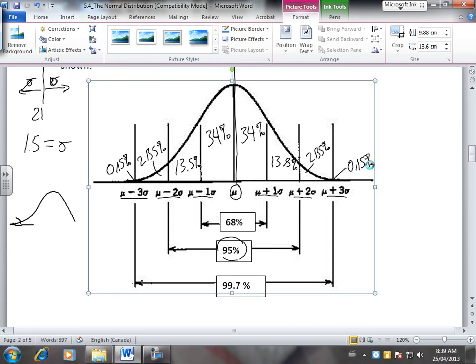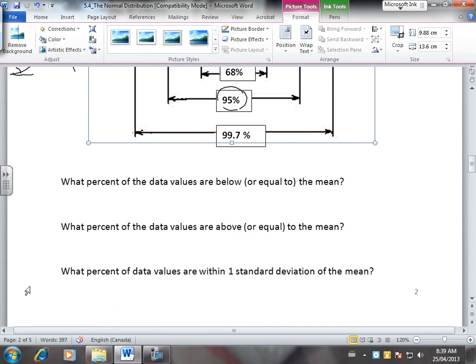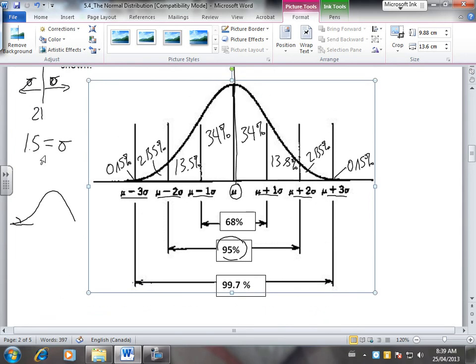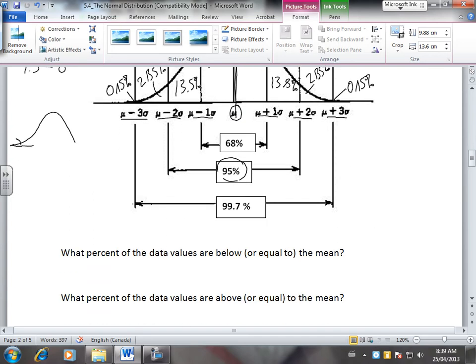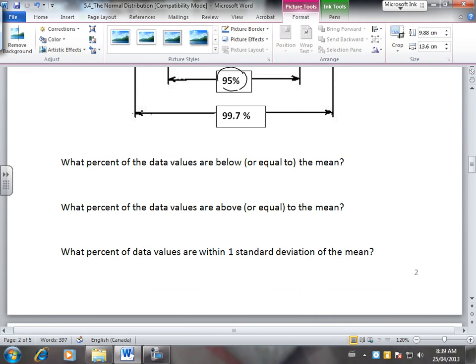And when data distributes itself normally, or along the bell curve, it really helps us see trends in data. So what percent of the data values are below or equal to the mean? We look at the mean, which is our center line here, and we want below or equal, so it's everything to the left. If we're assuming 100% of the data is contained under the curve, we'll have 50% of the data. Again, here's our bell curve, there's our mean, so it's 50%.